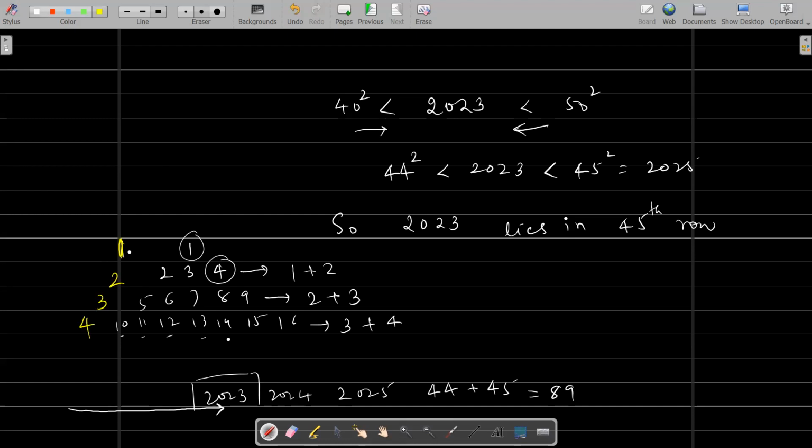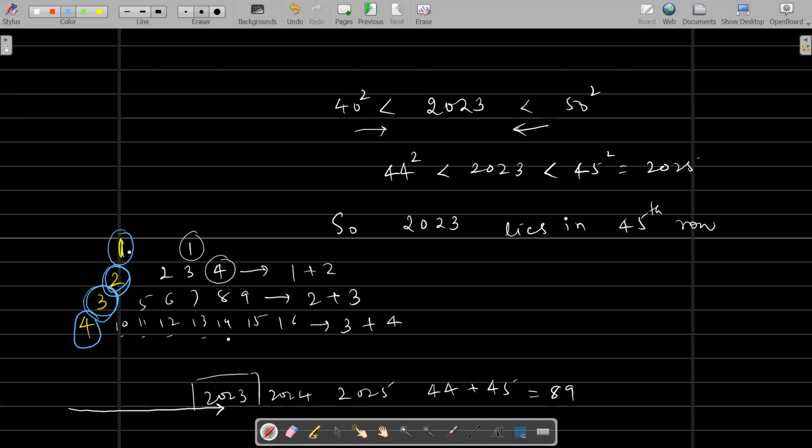This is the fourth row. And observe that in the second row, how many elements are there? 2 plus 1. Then in the third row, how many elements are there? 3 plus 2. Then in the fourth row, how many elements are there? 4 plus 3. So current row number plus the earlier row number. So in the 45th row, how many elements will be there? 45 plus the earlier number, 44. There will be 89 elements.